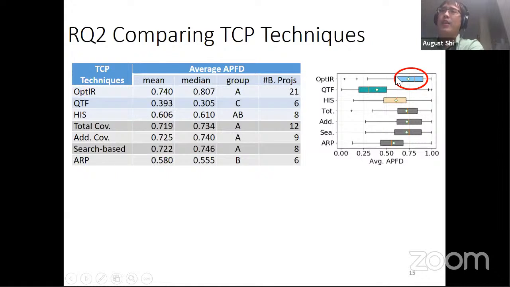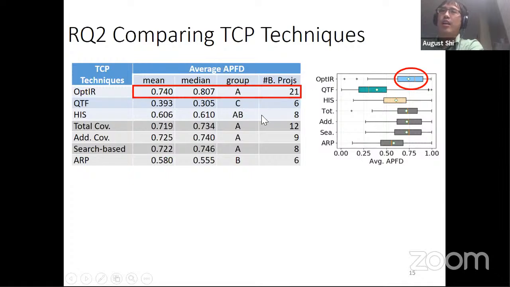That opt-IR, the IR-based one, is quite high. It's higher than all the other ones. In fact, it's got the highest mean and the highest median APFD score. This column and this table show the statistical test we ran, a Tukey HSD test, which tries to cluster the distributions of scores from each technique and show which of those are statistically significantly different from one another, ranking them based on how much better one is than the other. So A is the best, and opt-IR indeed is in group A.